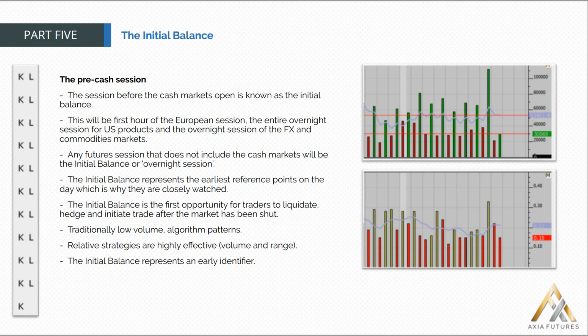Again, the initial balance relative strategies are highly effective. What we mean by that is if you're used to the initial balance trading, say, 10,000 contracts on average every single morning, that morning that you see 30 or 40,000 contracts, you need to be switched on because something has changed. Their relative indicators are telling us that something has changed. There's early action in the market.